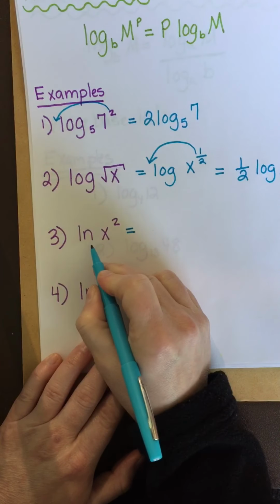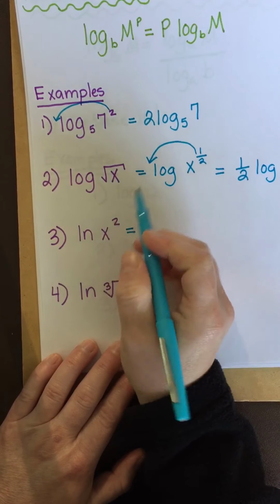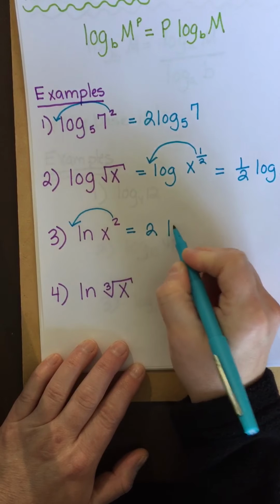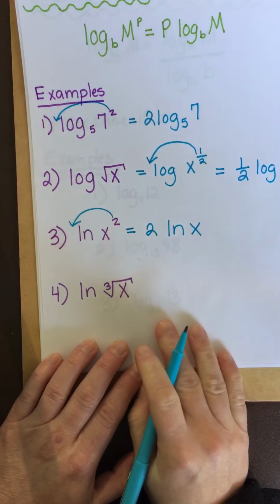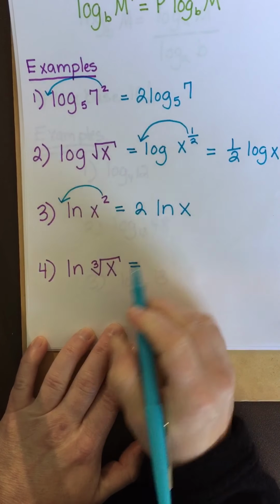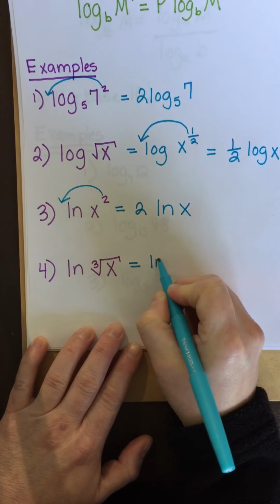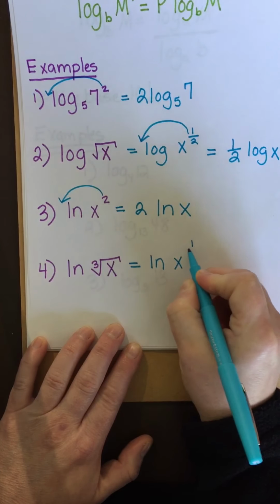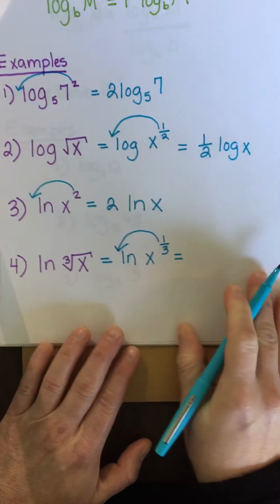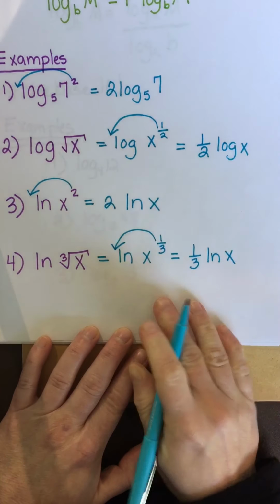We have the natural log of x squared. Remember, natural log is a log with the base of e. I'm going to move that exponent out front, and that would be 2 times the natural log of x. All right, and then for number 4, you have the natural log of the cube root of x. Remember, the cube root is the same thing as the 1/3 power. I can take that exponent and move it out front, and I get 1/3 the natural log of x.